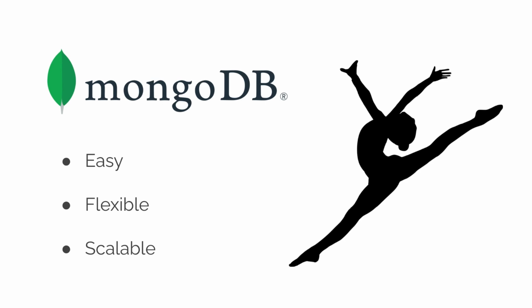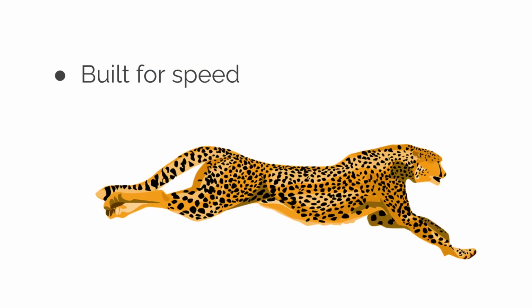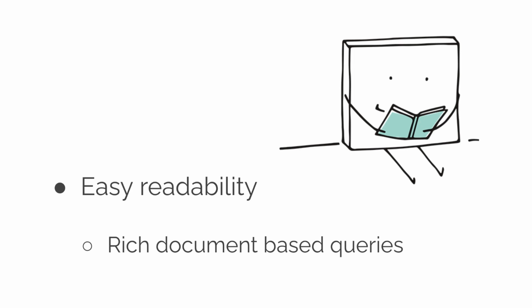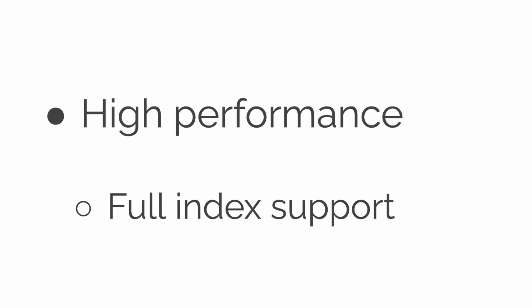MongoDB is popular because it's easy to use, flexible for different situations and projects, and it's scalable for large amounts of data. It's also built for speed in terms of its performance and its ease of use for developers. It is easy to read with rich document-based queries, so it's easy to make queries to the Mongo database. It has high performance because of its full index support, so you can quickly get data, create it, read it, update it, and delete it.